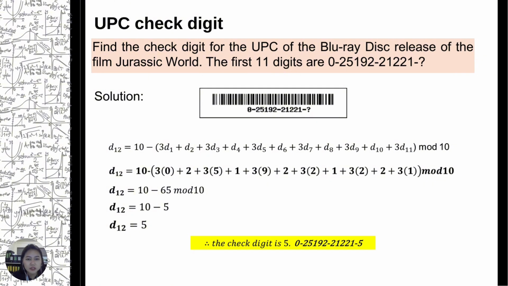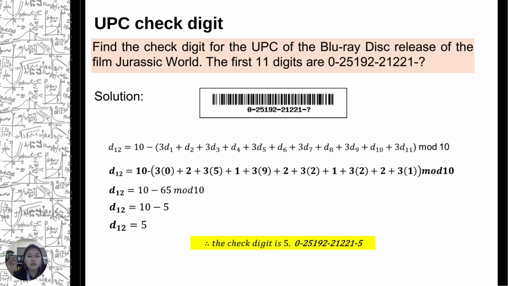Again, in this part, we need to perform the indicated operations. So 3 times 0, assigning the value of the first digit in the UPC barcode, and then 2 plus 3 times 5 plus 1 plus 3 times 9 plus 2 plus 3 times 2 plus 1 plus 3 times 2 plus 2 plus 3 times 1, modulo 10. Performing the indicated operations inside the parentheses, the summation will be 65.